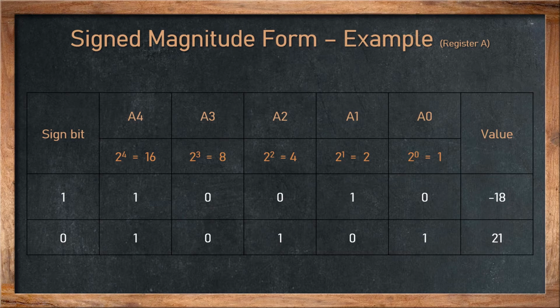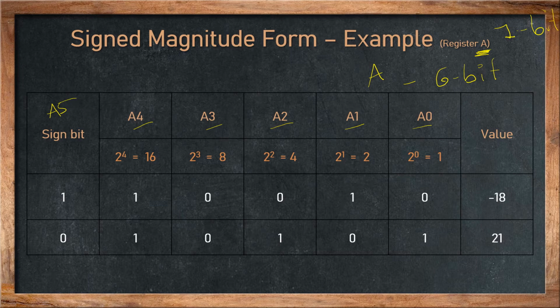Okay, now let's take an example of the sign magnitude form. Here we have taken register A. We are not going into detail about what register A is, but keep in mind that a register is the smallest unit of memory where you can store data, and in one register you can store only one bit. Here I have a register named A, and this is my 6-bit register. So A0, A1, A2, A3, A4, and this is A5.